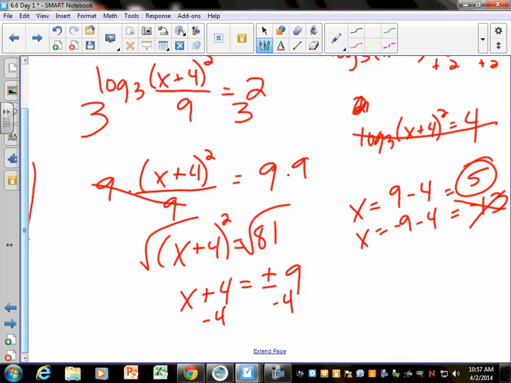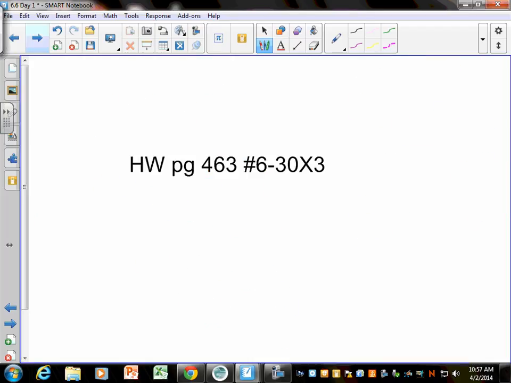Just a bunch of algebra today. Tomorrow we'll do more LN and E stuff. Here's the homework. Not even that many problems. 6 through 30 multiples of 3. 9 problems. Some of them are pretty easy. We'll look at them tomorrow. And tomorrow will officially be our last day of new stuff.